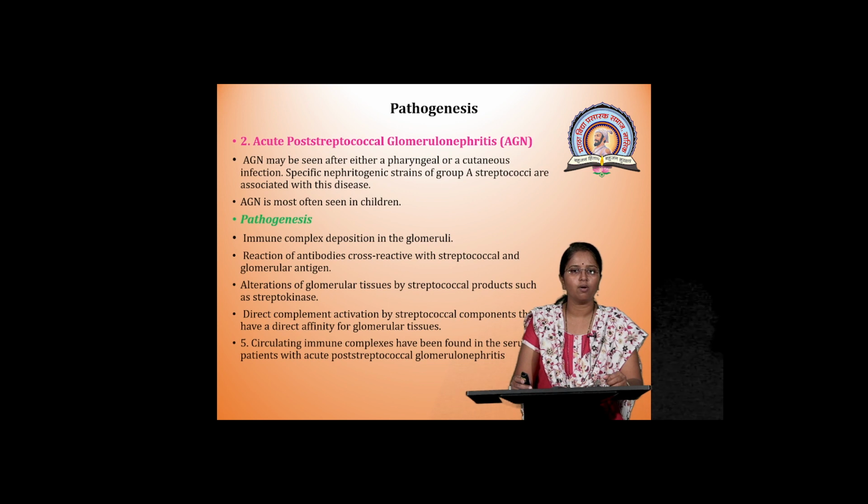Acute post-streptococcal glomerulonephritis is seen after either a pharyngeal or a cutaneous infection. It is most often seen in children. Immune complex deposition occurs in the glomeruli, along with reaction of antibodies cross-reactive with streptococcal and glomerular antigens. What happens due to the immune complex deposition? The glomerular tissue is affected by streptococcal products such as streptokinase, the tissue of the glomerulus gets degenerated, and the function of the glomeruli is affected. There is also direct complement activation by streptococcal components that have a direct affinity for glomerular tissue.